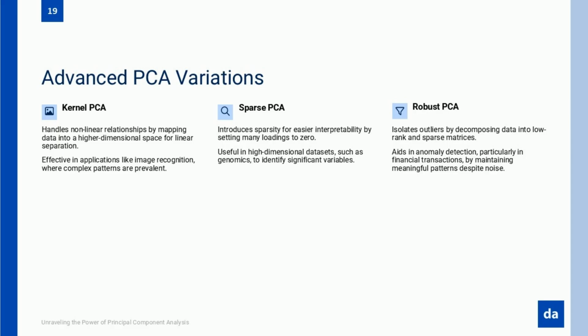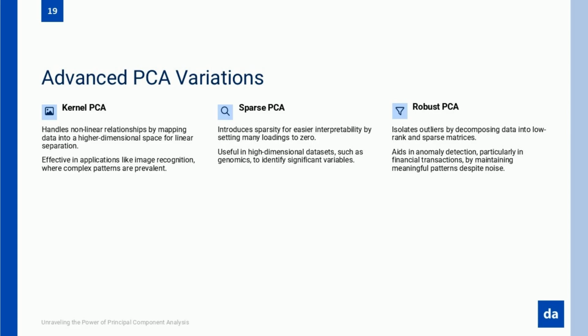The relationships between pixels rarely follow neat linear patterns. They form intricate, curved relationships in high-dimensional space. Standard PCA would flatten these nuances, potentially missing crucial patterns. This is where advanced variations of PCA enter the picture, each designed to overcome specific limitations of the standard implementation.